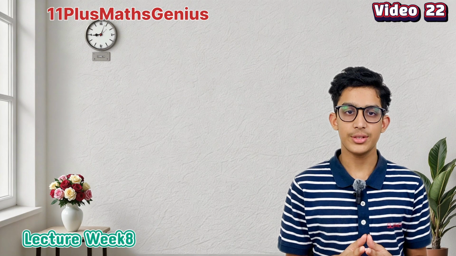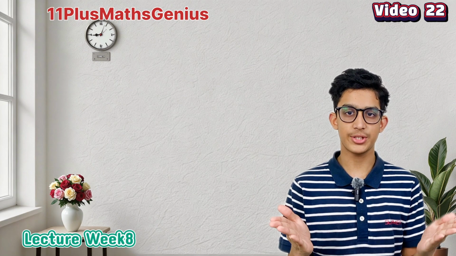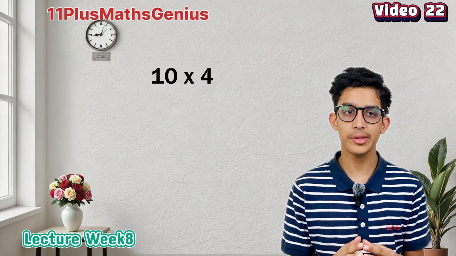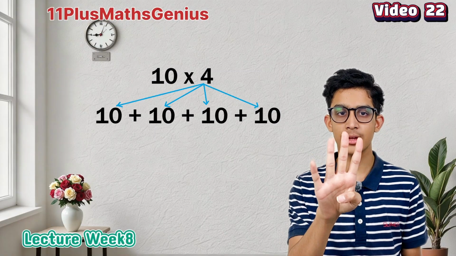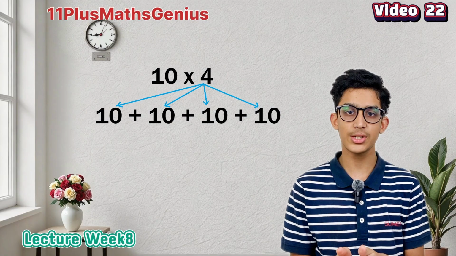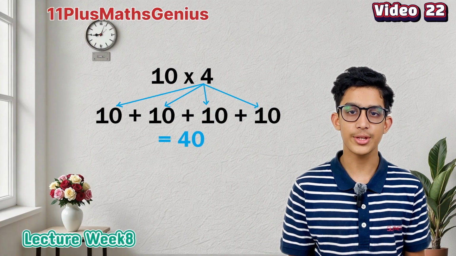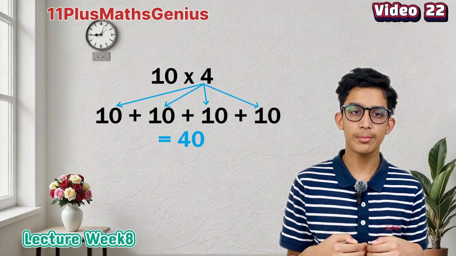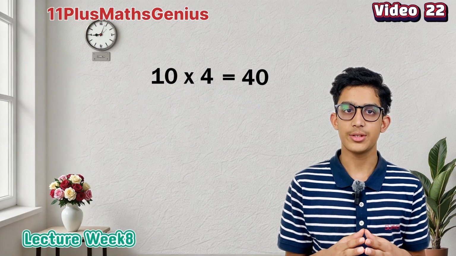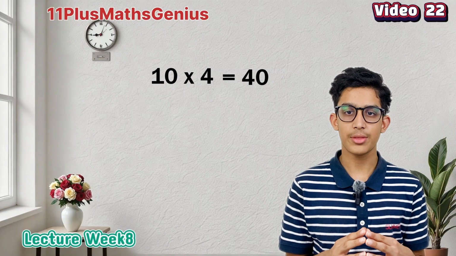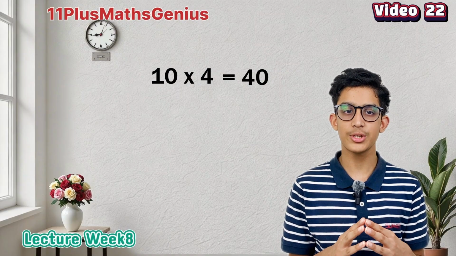Multiplication means adding the same number repeatedly. For example, 10 times 4 means we add 10 4 times. 10 plus 10 plus 10 plus 10 equals 40. Instead of doing it the long way, we use multiplication. 10 times 4 equals 40. We call this method timetable multiplication.